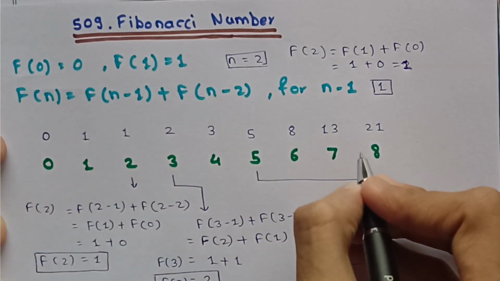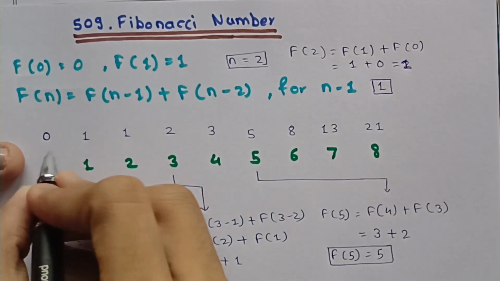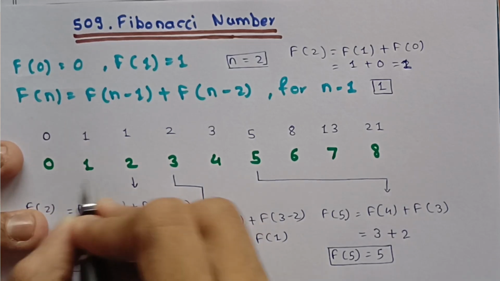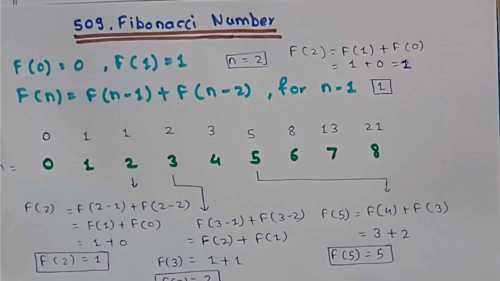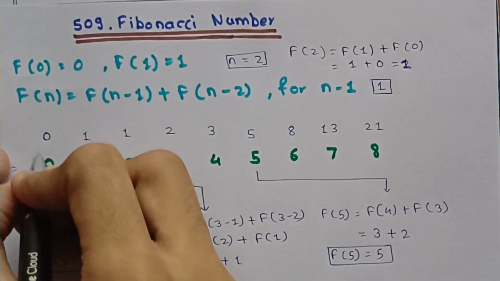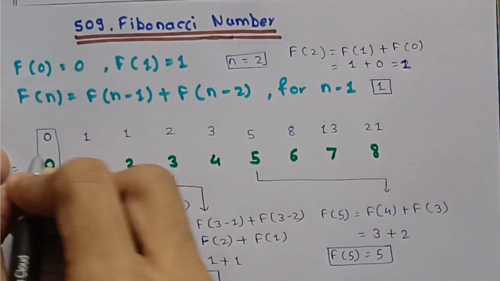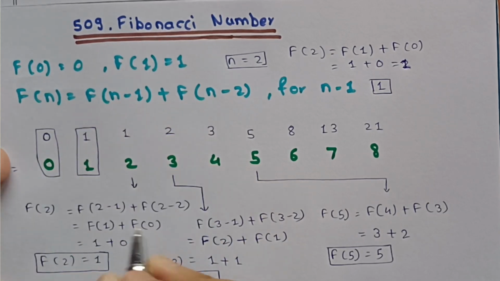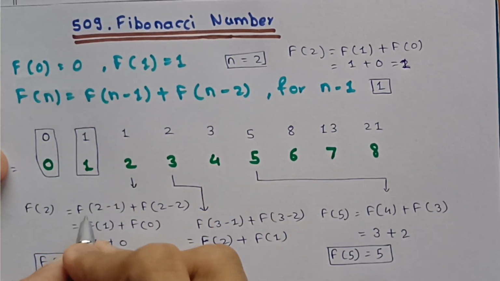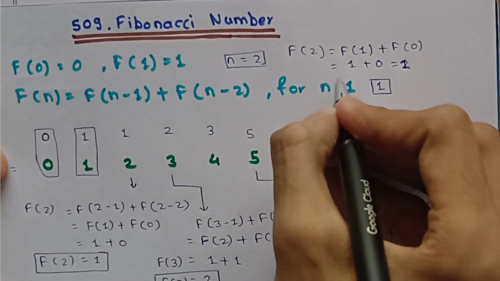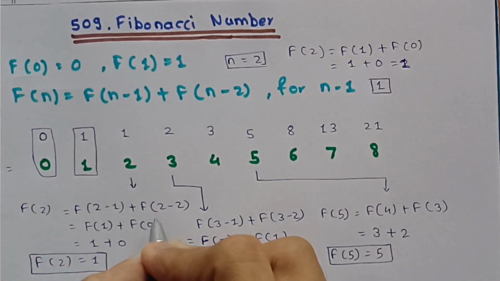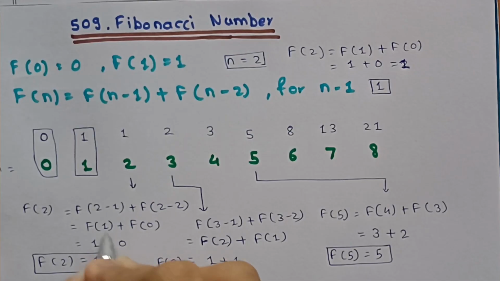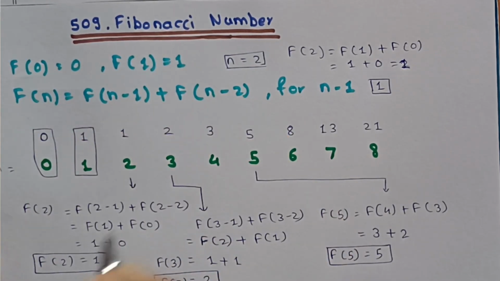So here you will understand the problem statement better. These are the n values: 0, 1, 2, 3, 4, 5, 6, 7, 8, 9. Here f of 0 is 0 and f of 1 is 1, this is given, and we have to find f of 2. Using the formula, f of 2 minus 1 is f of 1, which is 1, and f of 2 minus 2 is f of 0, which is 0. So f of 2 is 1 plus 0, which is 1.